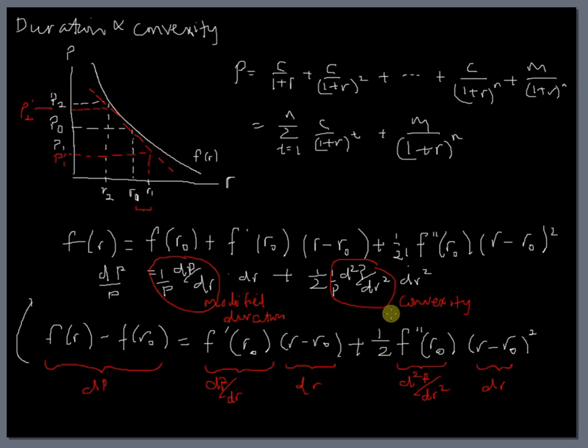Okay, so this one in short is the rationale and the proof of the duration and the convexity formula. Next, let me go a bit deeper into the duration formula. Let's look at the dP over dr.